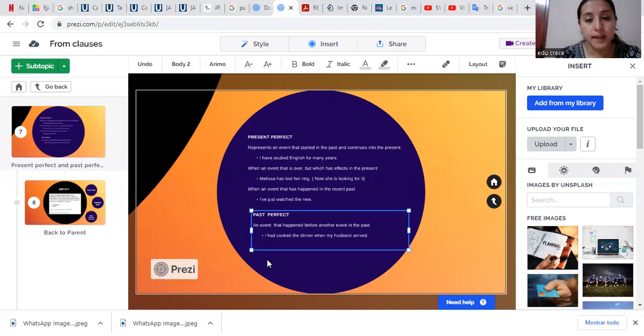For example, I had cooked the dinner when my husband arrived. When my husband arrived, okay? In this case, it indicates that this event happened before another event in the past. So this is the past perfect.